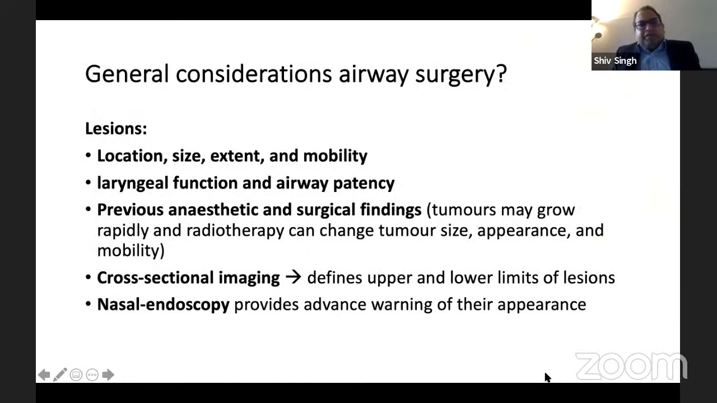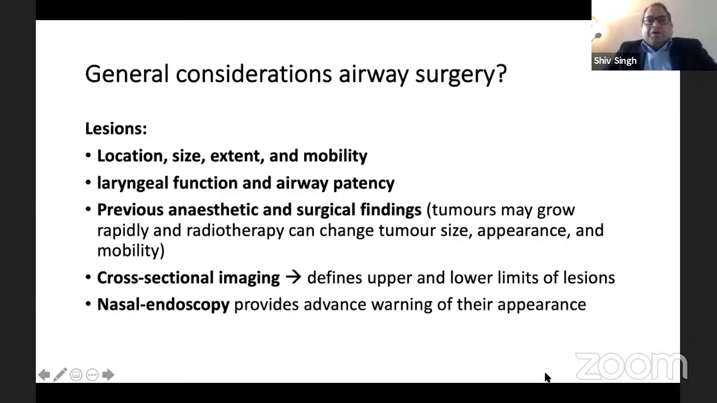So when it comes to general considerations for airway surgery, we need to know about the lesion: where the lesion is, what size is it, how far it is extending, and is it mobile or is it stuck? Is it affecting the laryngeal function? Is the voice affected? And is it affecting the airway patency?